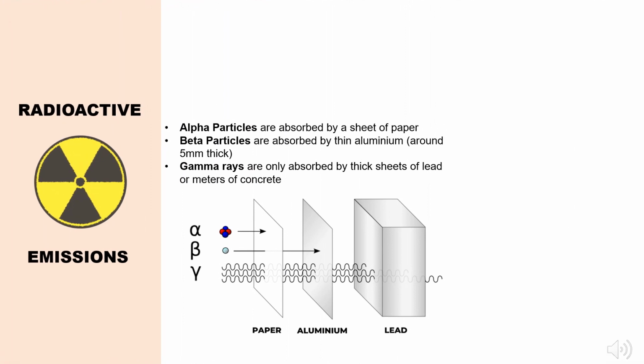So how are all the three radioactive emissions, alpha, beta and gamma, absorbed? Alpha particles can be absorbed by a sheet of paper. Beta particles can be absorbed by thin aluminium, which should be around 5 mm thick, and gamma rays can only be absorbed by thick lead or meters of concrete. You must remember that alpha can also be stopped or absorbed by aluminium and lead, and beta can also be absorbed by lead. So basically, lead absorbs all the alpha, beta and gamma radiation.